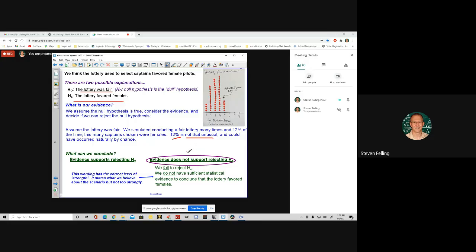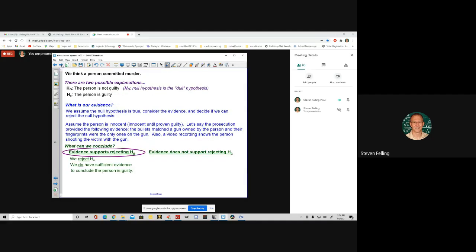So we would say the evidence does not support rejecting the null hypothesis, and we would write it this way: we failed to reject the null hypothesis, therefore we do not have sufficient statistical evidence to conclude that the lottery favored females. Okay, so this is the structure that we use for writing up a hypothesis test. We'll get into the details of this percentage calculation a little bit later. I'm just trying to get the general flow of how this weird negative-of-a-negative logic of hypothesis testing works.